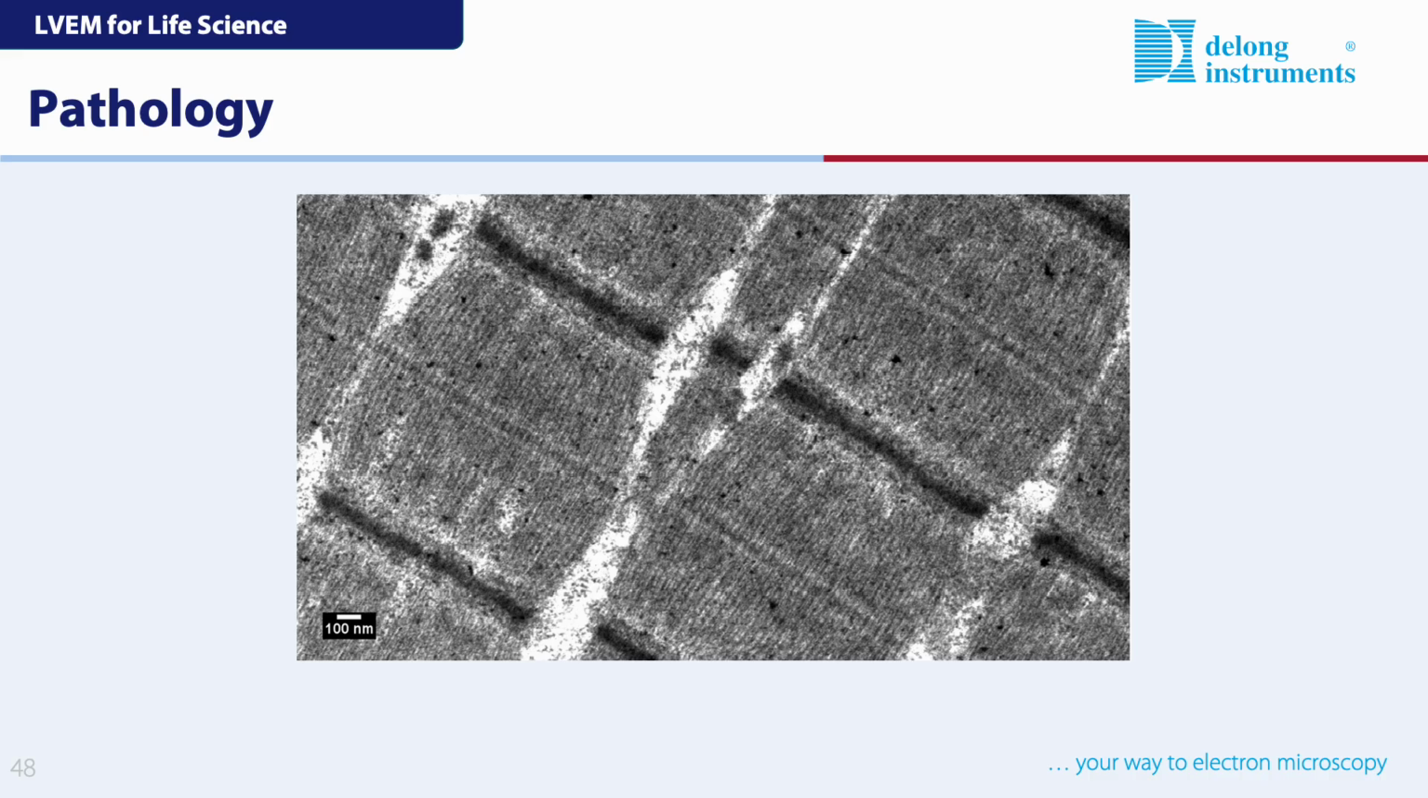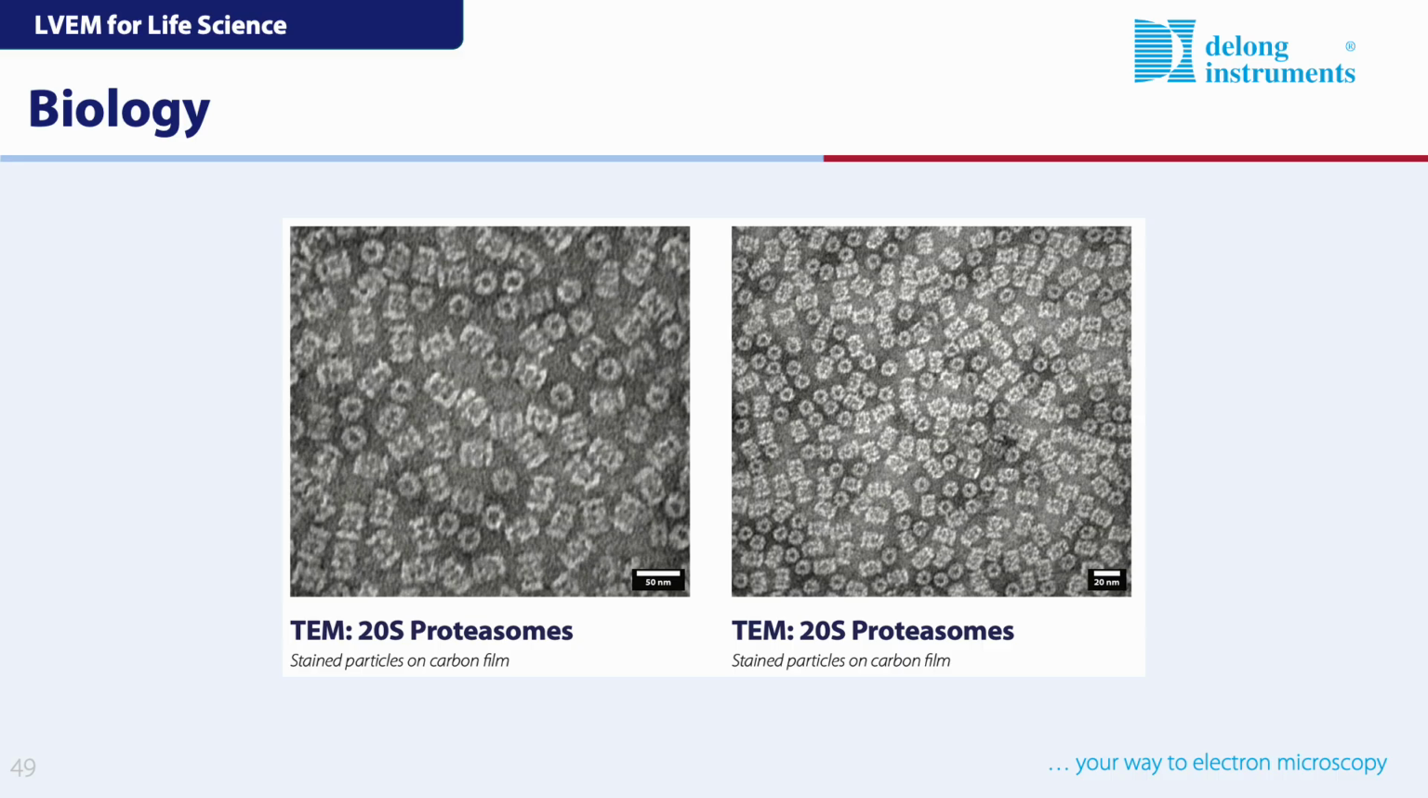Shown here is a TEM image of muscle tissue captured using LVEM. The sarcomere structure is clearly visible, with individual myofibrils and filament organization easily resolved.